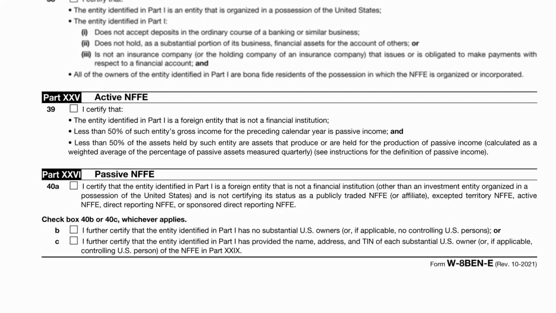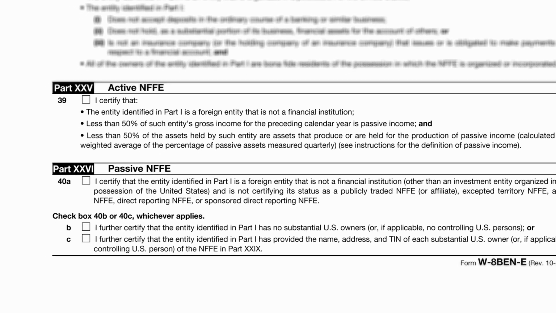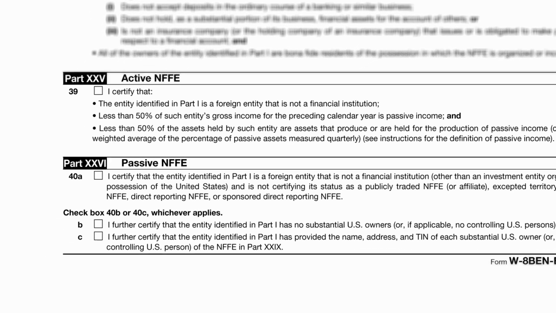Trusts are a really complicated area. There's an entire industry around trusts. The thing that the US is trying to identify in trusts and corporations is the difference between something called a passive NFFE and an active NFFE. Passive NFFEs are non-financial foreign entities of which over 50% of their income comes from passive investments.